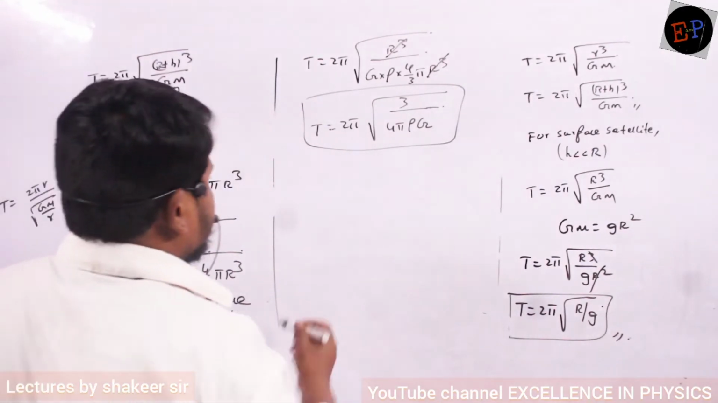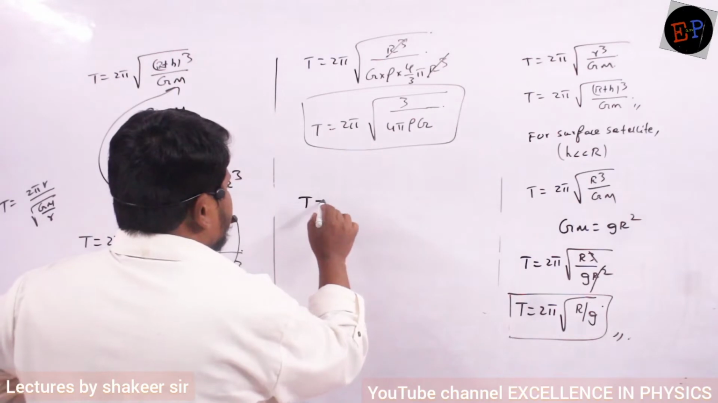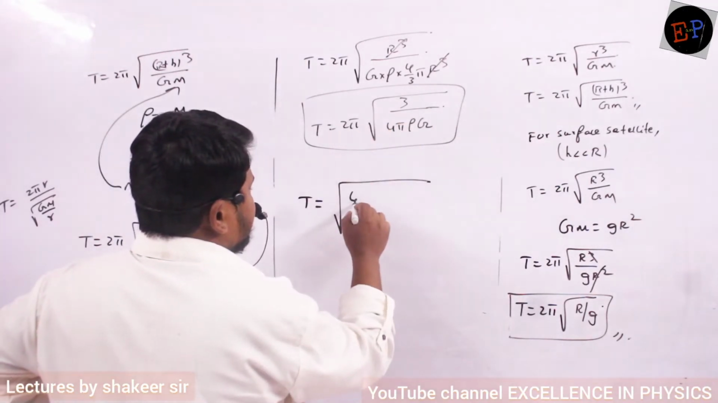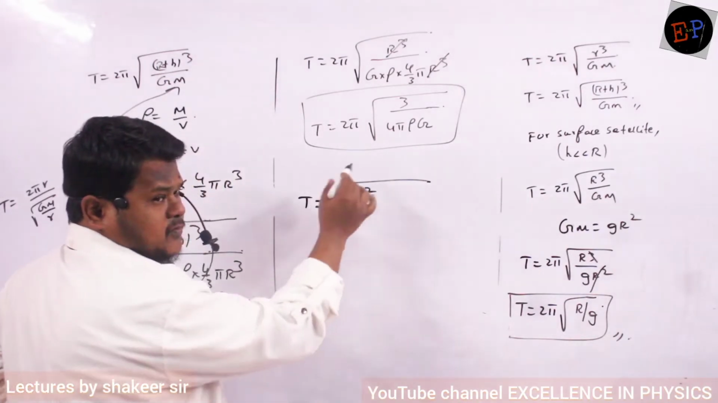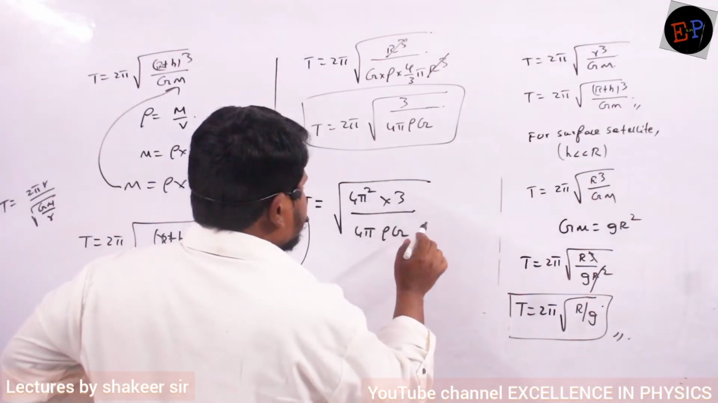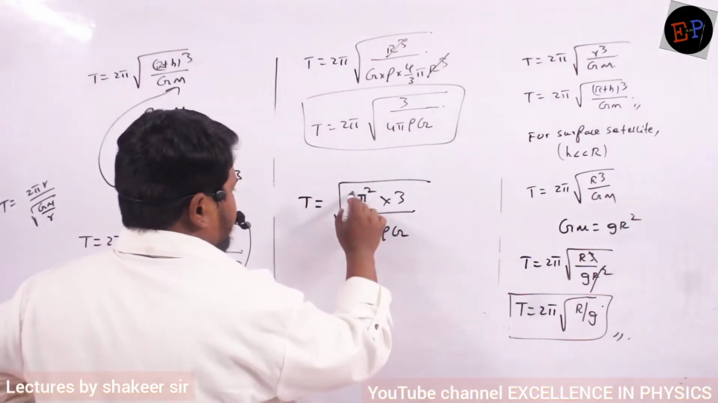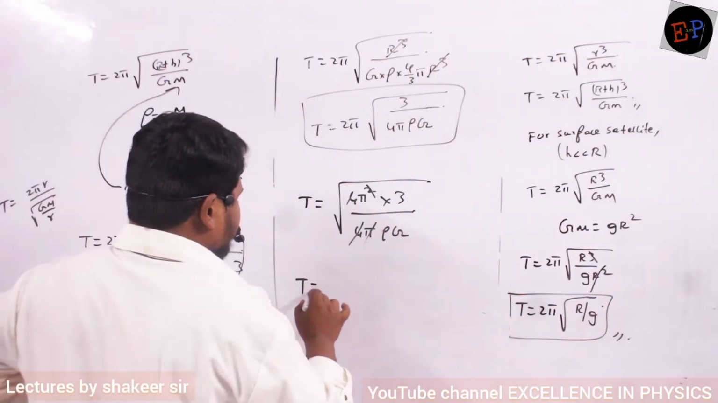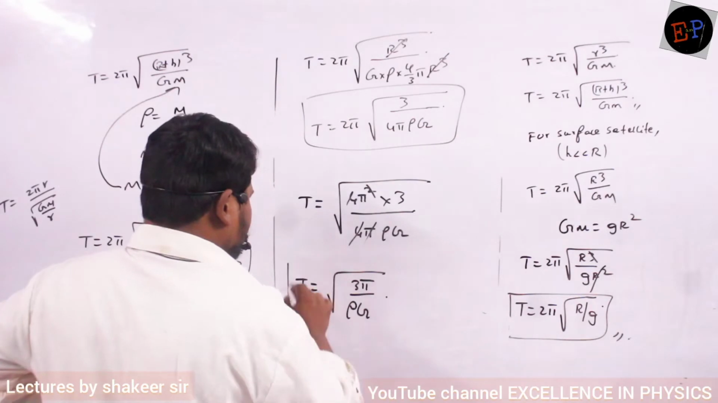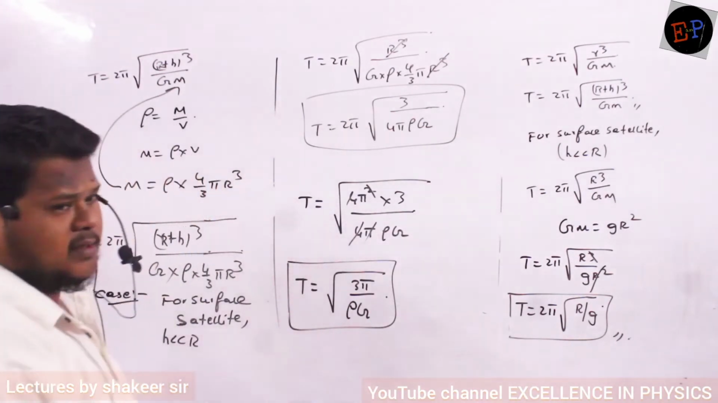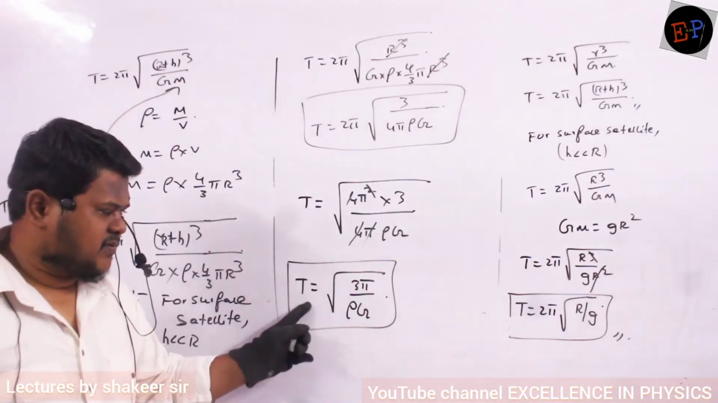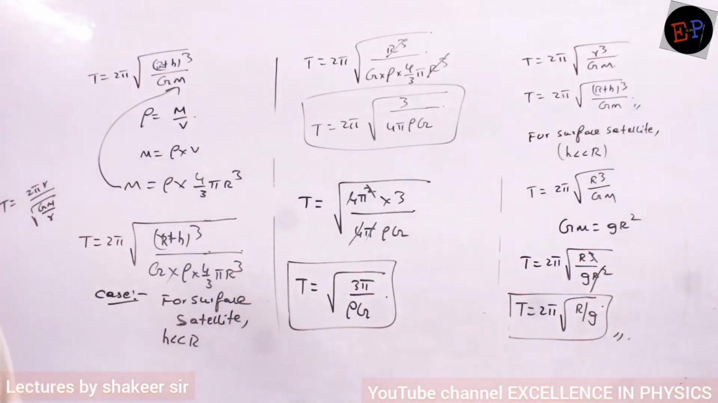So I can simplify this one. The square root of this 2 pi, if I take inside, it will become 4 pi square, no? 4 pi square multiplied by 3 divided by 4 pi into rho into g. So 4 and pi get cancelled. Therefore T is equal to square root of 3 pi divided by rho into g. So this is one more equation to calculate the time period in terms of the density of the planet. Rho means density. Clear?